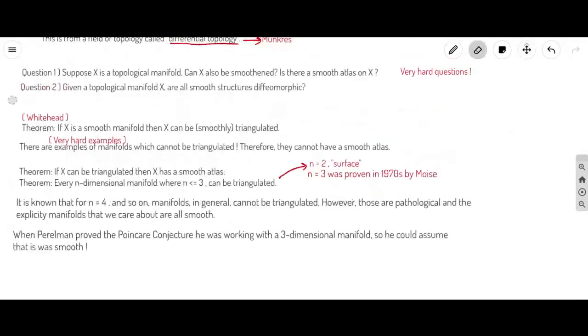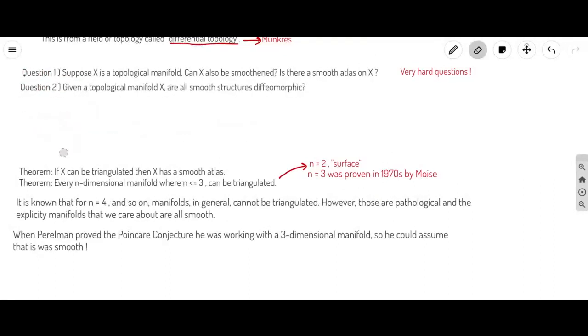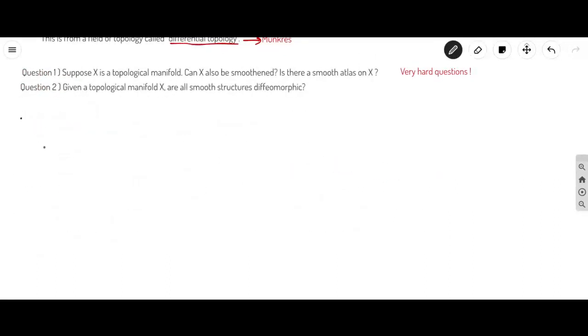Now, this is sort of addressing question number one. What about question number two? So here's something very strange. It is known that for R^n, all smooth structures are diffeomorphic. We did the example with the real line, and we gave two different smooth structures, but they were diffeomorphic to each other. And the exception is when n is equal to 4.